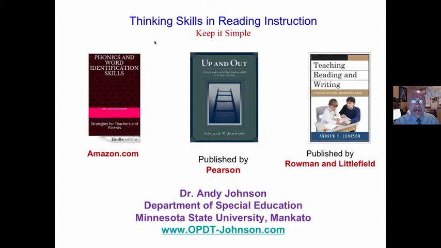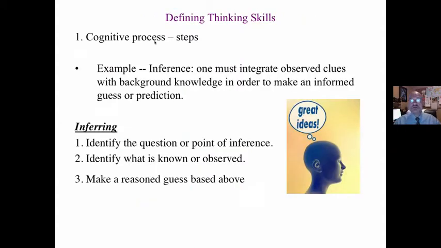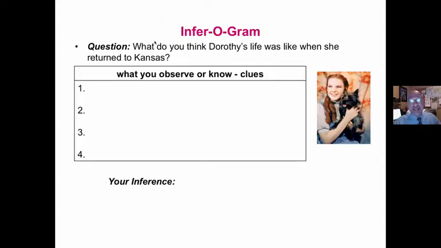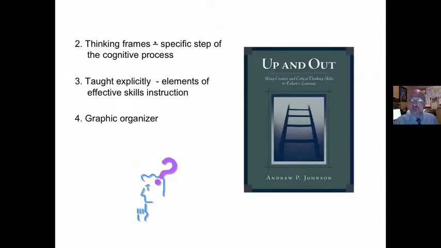We're looking at how to develop thinking skills in reading instruction. First of all, a thinking skill is a cognitive process broken down into steps and taught explicitly. For example, to get students to infer, that's the definition: identify the question, point of inference, identify what is known, make a reasoned guess based on the above. And we use a graphic organizer called an inferogram. The question, what you observe or know, and then your inference based on what you know.